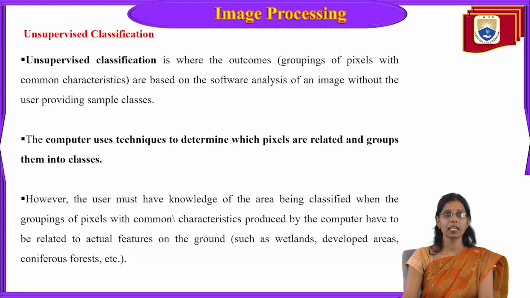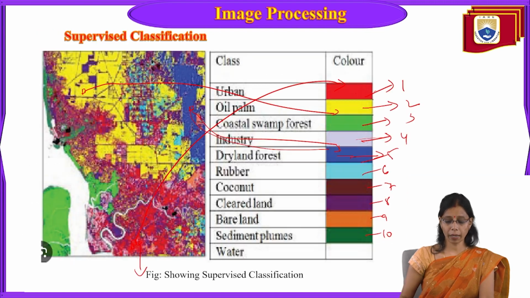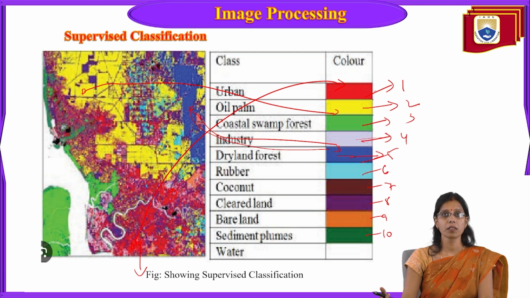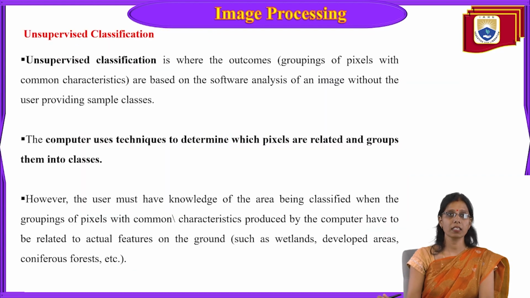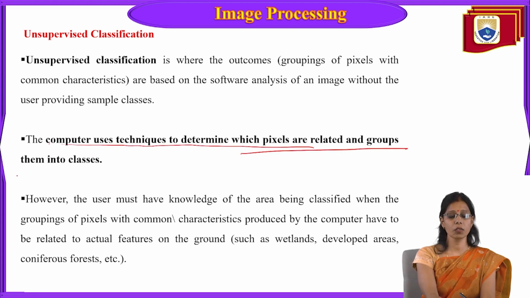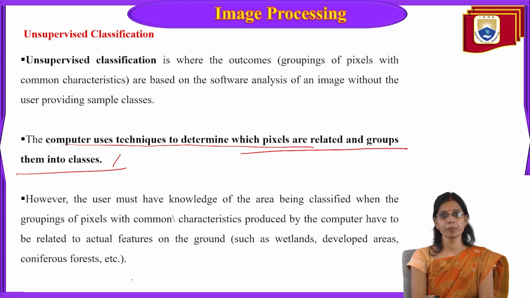Now coming to the unsupervised classification. Unsupervised classification is the classification which is done by the computer itself. So this we are doing manually. We are just assigning a sample pixel and assigning the color to this particular classification. But in unsupervised classification, we won't do anything, we just run the unsupervised classification. What happens? The computer uses techniques to determine which pixels are related and group them into classes. So it will automatically classify the image into different classifications and assign the colors automatically to the entire image. This is called unsupervised classification.